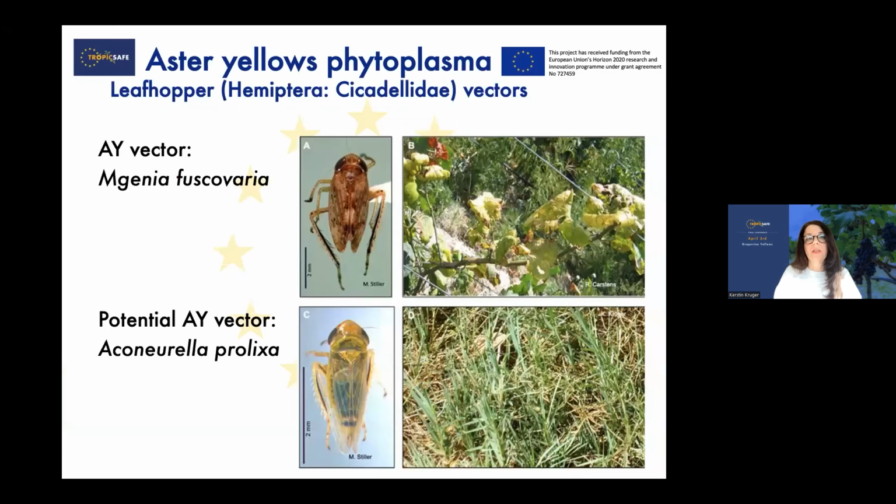So in South Africa, we are dealing with 2 species. The one is a confirmed vector, Mgenia fuscovaria, which can transmit Aster Yellows to grapevine and also to grass species. And as the potential vector, we identified Acinerella prolixa during the current Tropicsafe project. This is a grass-feeding species, and we could show that it transmits phytoplasma to grasses, but we are not sure yet at this stage whether it can also transmit it to grapevine.